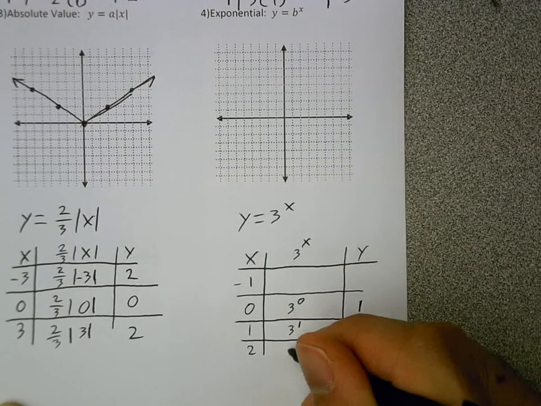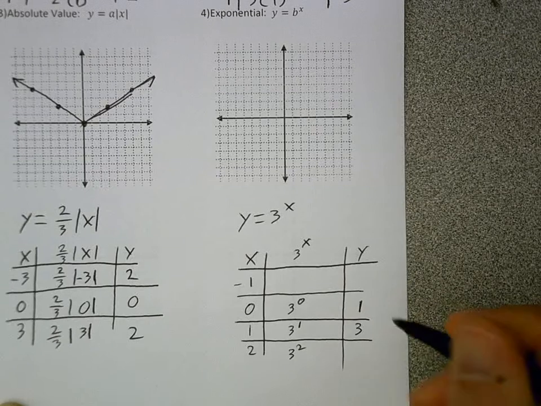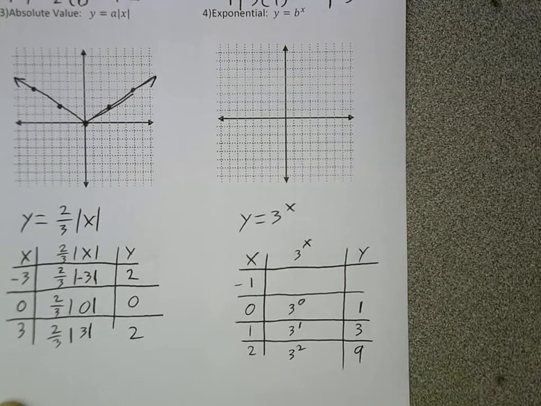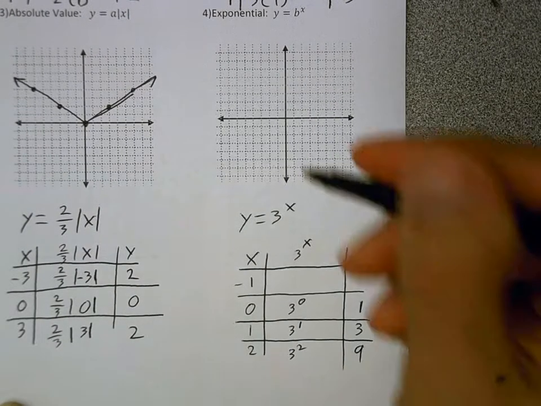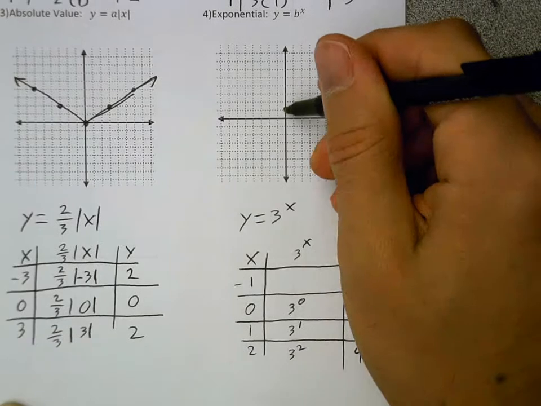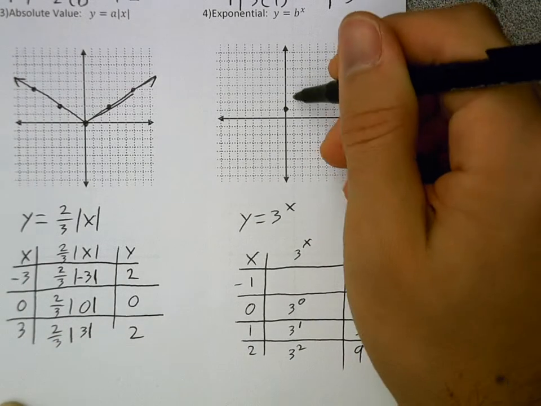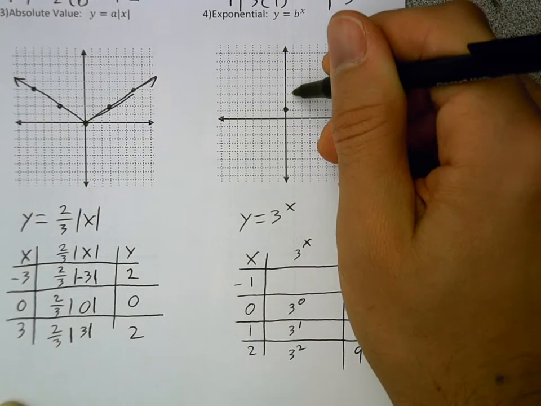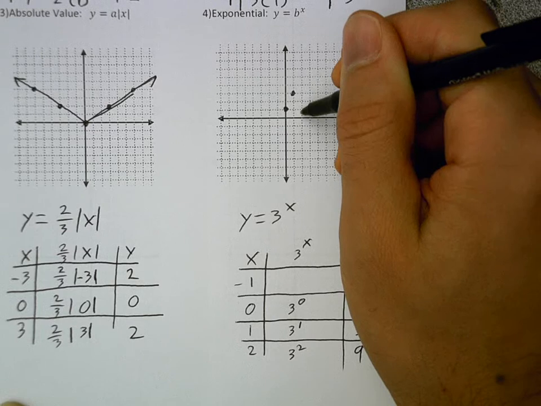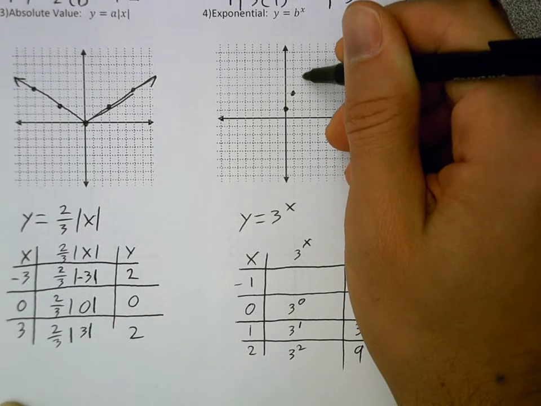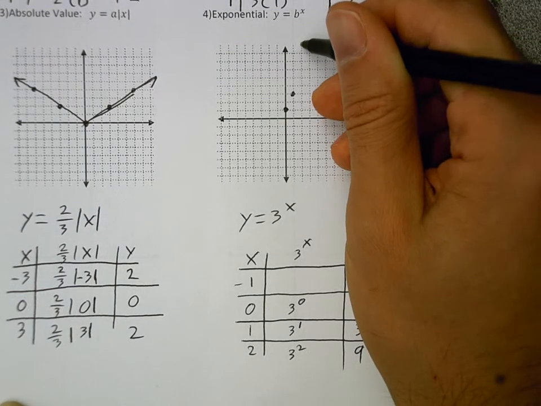3 to the second power, 3 squared is 9, and that's at the very top of our graph. So right now I have 0, 1. I have 1, 3. And 2, 9. 1, 2, 3, 4, 5, 6, 7, 8, 9 is right off the graph there.